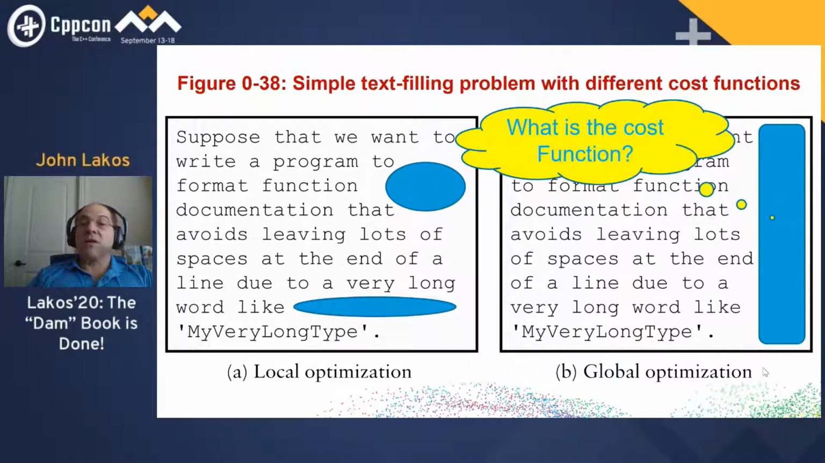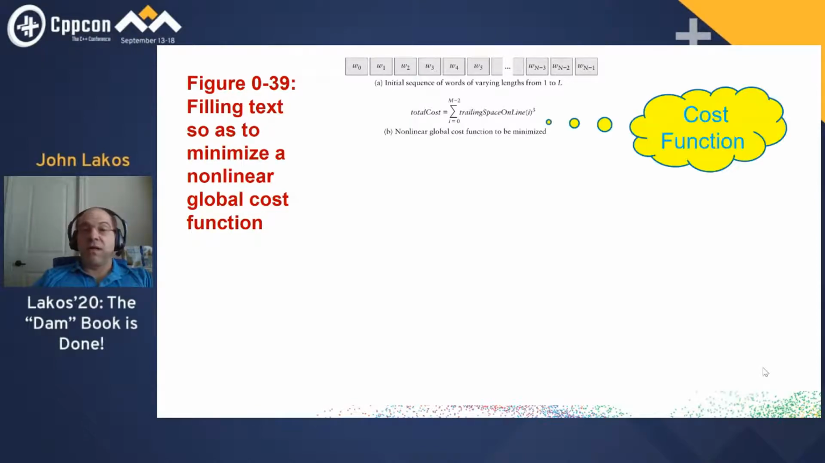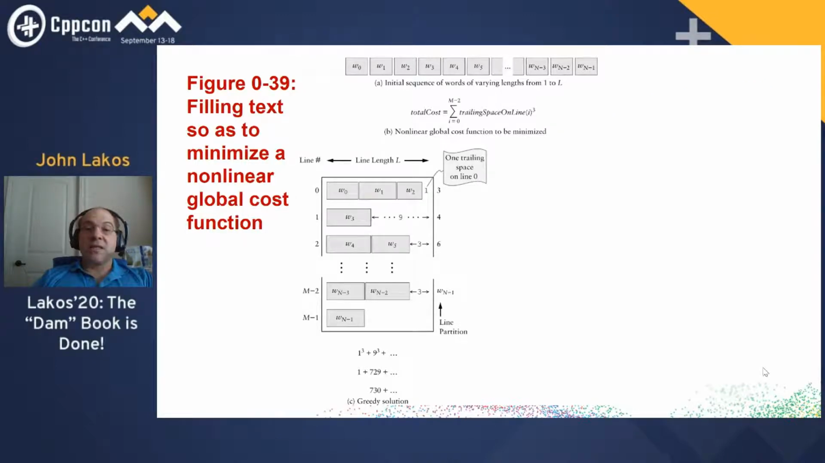So what you want to do is create, for a series of words, a partition of the words such that some function of the spacing at the end of the lines is minimized. And that function is any nonlinear function, any superlinear function like x squared, x cubed, x to the fourth, because a long gap will be treated much more harshly than two medium gaps. And you'll see that done right here. This is a cost function. Here we're going to see the cost function in action.